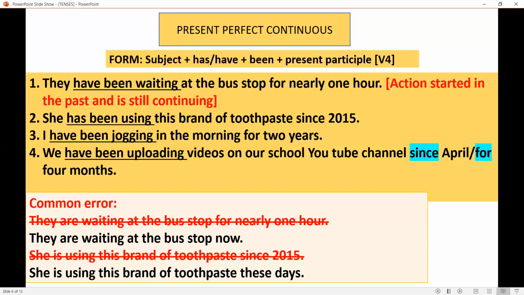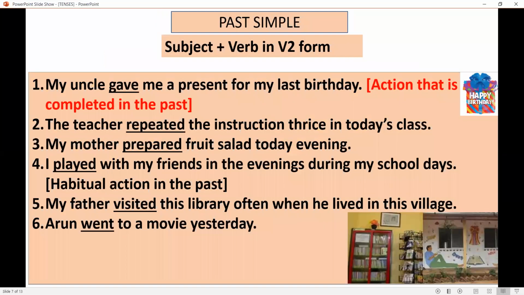Another mistake is: she is using this brand of toothpaste since 2015. It's wrong. You can write like this: she's using this brand of toothpaste these days. All right. So let us wind up present perfect continuous tense also. Let's move to past tense.